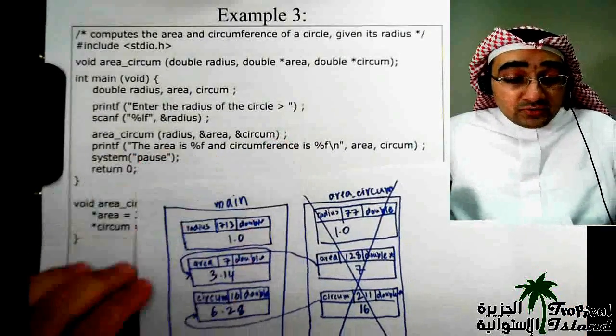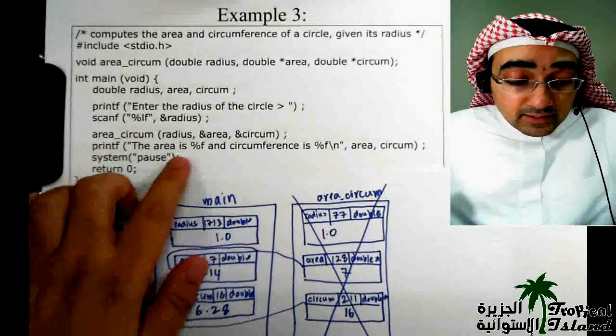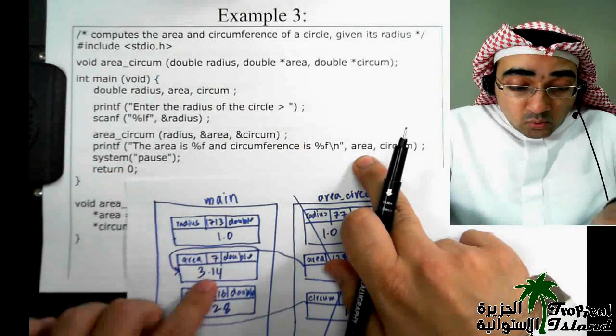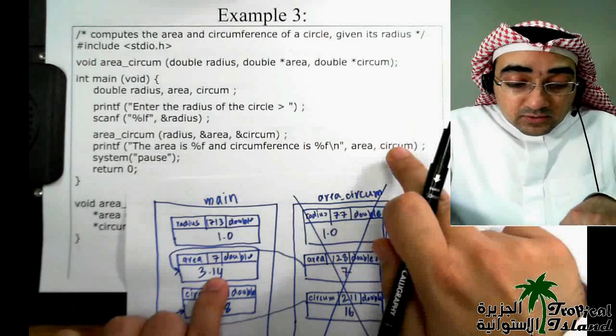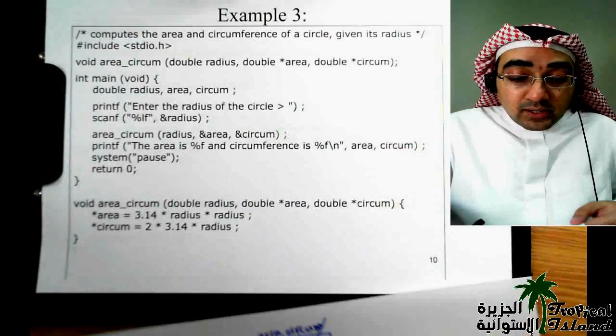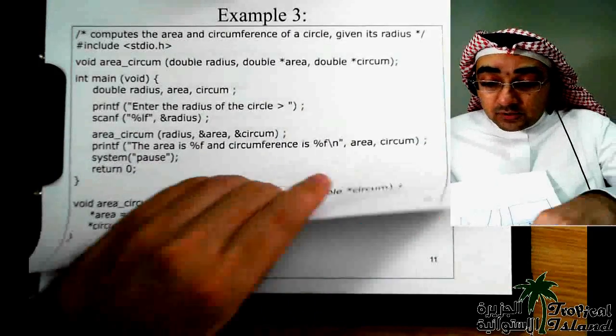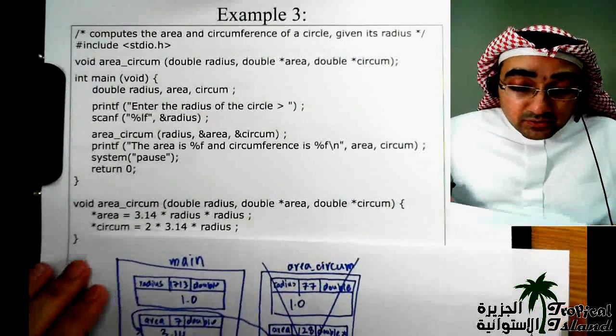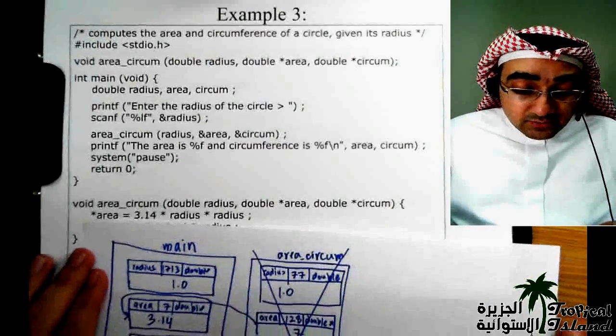I finished this function. I come back over here and I say print the area is %f. I print the area. What is the area? Area over here is 3.14. The circum, and I print the circum 6.28, and that's what's going to be displayed to the user. Okay? So you're going to display to the user the area and the circumference.